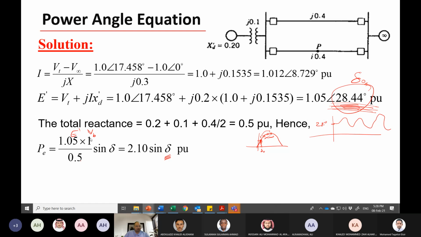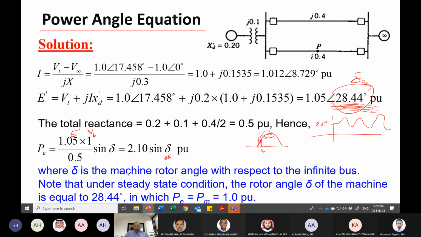This is constant, this is also constant. In pre-fault, this is the reactance. So sine delta, this gives you, for a specific operating point, for the initial operating point, the angle is 28, but this is for a specific operating point. In general, this is the power angle equation in pre-fault.